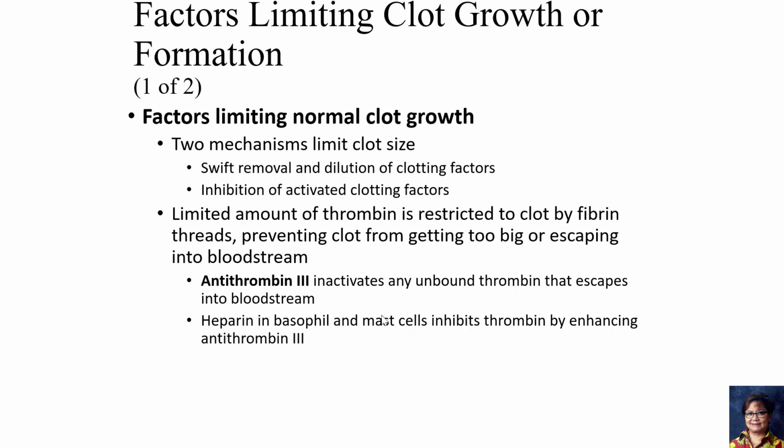You want to limit also the thrombin that has been released to be just restricted to the clot itself, just where the injury is. The moment the thrombin escapes, that's the dangerous part, because when it escapes, it's going to be down the line, converting the fibrinogen just wherever it goes. There is what you call the antithrombin 3. The antithrombin 3 is a factor that would inactivate any unbound thrombin that would escape into the bloodstream. Heparin in the basophil and mast cells inhibits thrombin by enhancing the production of antithrombin 3.